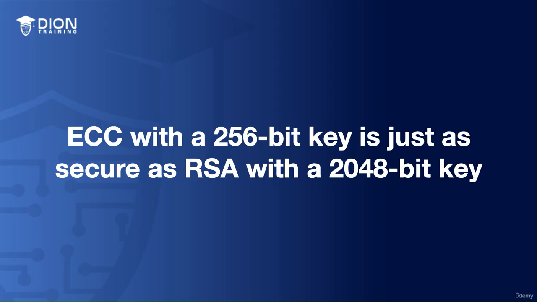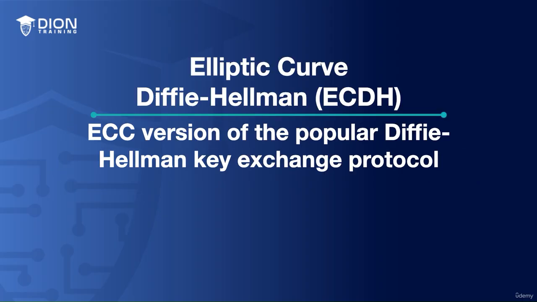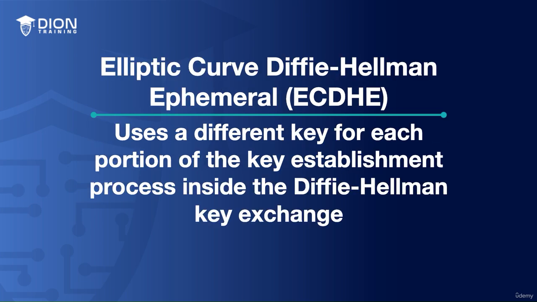Now, there are a few variations of ECC as well that you may come across in the field, including ECDH, ECDHE, and ECDSA, so let's talk about those. ECDH, or the elliptic curve Diffie-Hellman, is an ECC version of the popular Diffie-Hellman key exchange protocol. ECDHE, or the elliptic curve Diffie-Hellman ephemeral protocol, is another variant, and this one uses a different key for each portion of the key establishment process inside of the Diffie-Hellman key exchange.